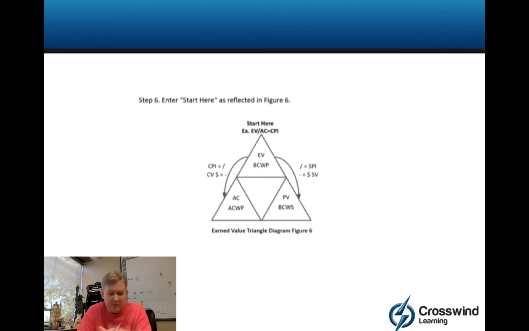Now, in other videos, we talk about what these things are. The purpose of this video is how to use the diagram. Now, another thing they could do, potentially, is they could say, for example, you've done this much work, which is earned value, and you've got a spending efficiency of X. How much money have you spent? Now, if you're good at algebra, you just manipulate the formula. EV divided by AC is CPI.